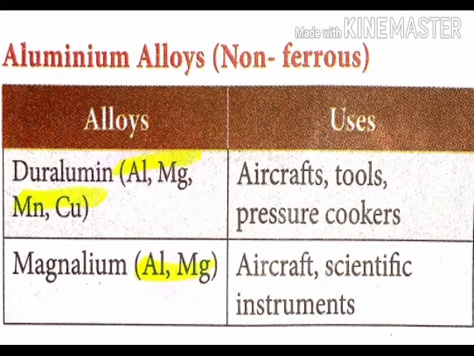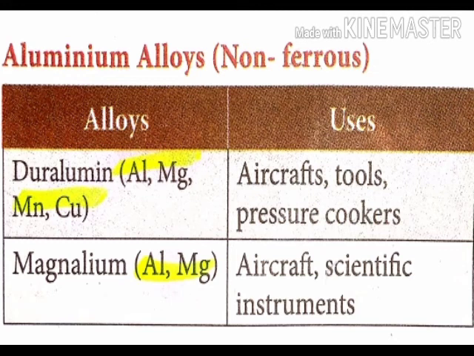Okay, see the next one, aluminum alloys: duralumin. Four metals are mixed together in the duralumin, that is aluminum, magnesium, manganese, copper. So these four metals fuse together to form duralumin. So what is the use of this duralumin?